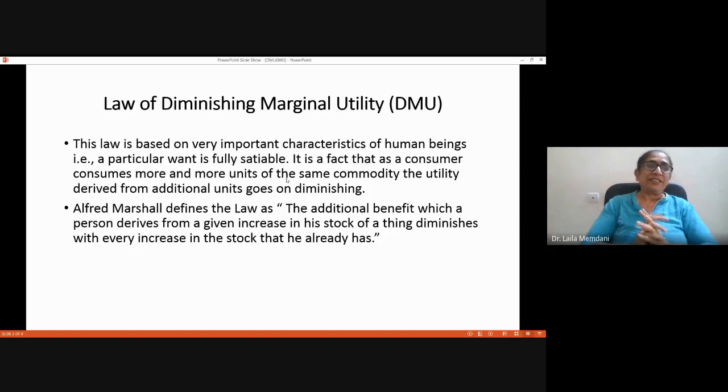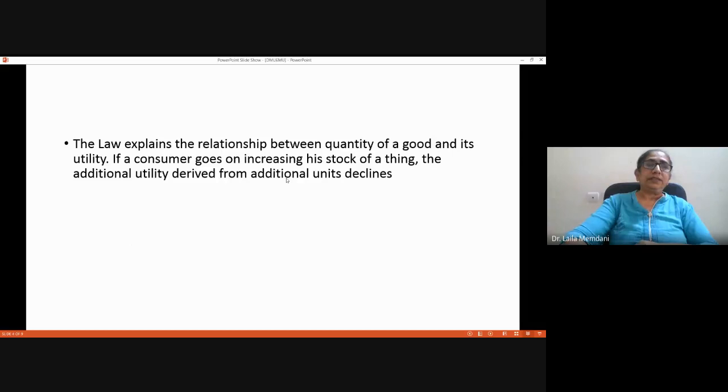The law has been defined by Alfred Marshall. He says that the additional benefit which a person derives from a given increase in the stock of a thing diminishes with every increase in the stock he already has. This law explains the relationship between the quantity of a good and its utility. If a consumer goes on increasing the stock of a thing, the additional utility derived from additional units diminishes. Additional utility is nothing but the marginal utility, and additional units are marginal units in economics.